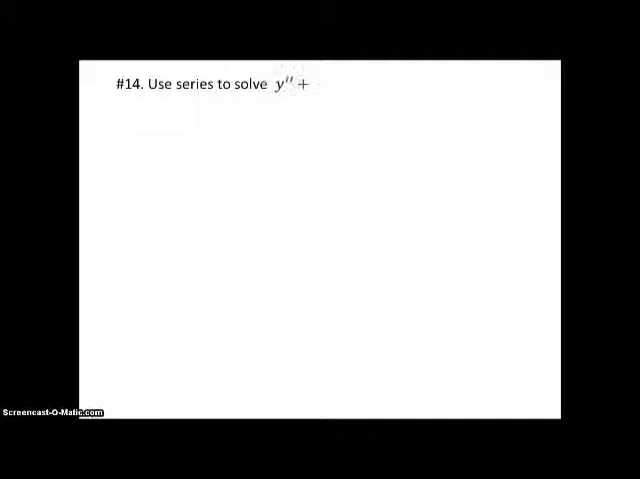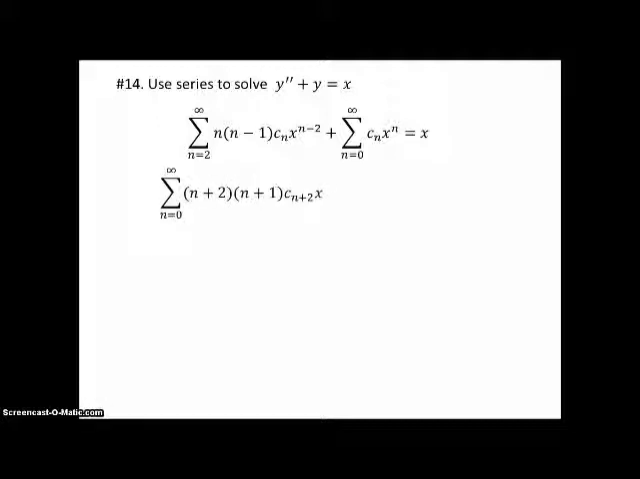Okay, number 14, use series to solve y double prime plus y equals x. Now this isn't even homogeneous. So we do need this new method for sure. So here's our second derivative series plus our original function series equals x. Now that x is going to be a little bit of a problem. First thing we got to do though is fix the indices there on the first series.